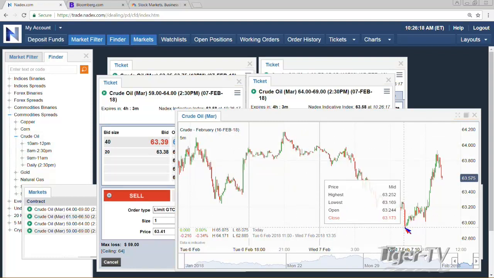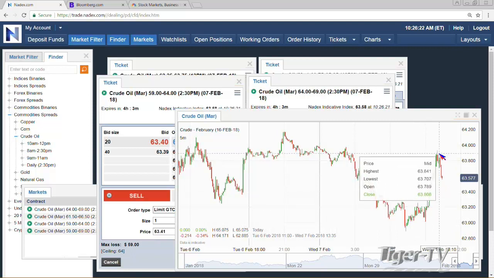And then at 7 o'clock in the morning, things turn around abruptly, and it jets up a full $1 from there. And then we've turned around once again. So there you go. Big time.